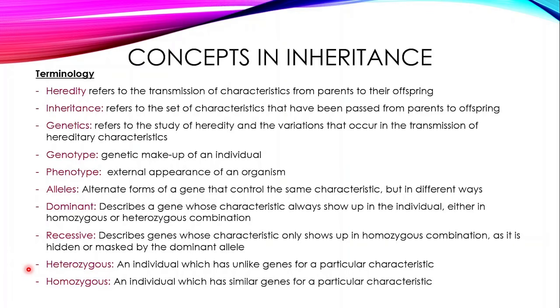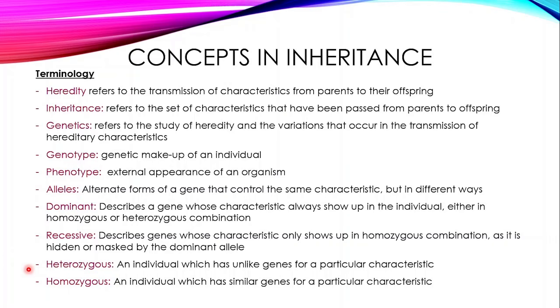We have terminology, so a few words that we need to know before we start the chapter, but they will become more clear when we go through the work, but this is just revision, so you should know this already. Heredity refers to the transmission of characteristics from parents to their offspring. Inheritance refers to the set of characteristics that have been passed from parents to offspring. Genetics refers to the study of heredity and the variations that occur in the transmission of hereditary characteristics.